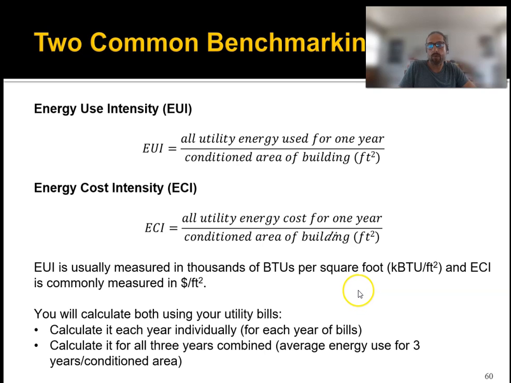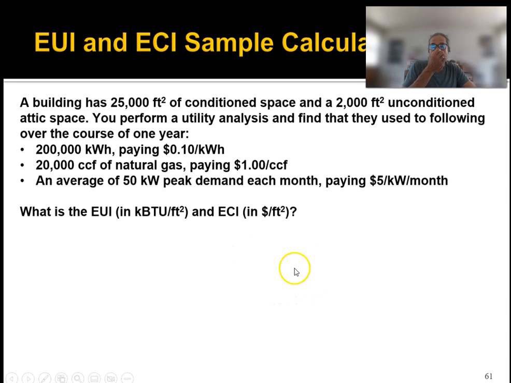Okay, so you're going to calculate both of these using utility bills, right? Now that you have all your utility bills, you can calculate the total energy use over the course of 1 year. You take all the different energy sources, convert that to BTUs, and divide that by the square footage. And then you do the same with cost. You're going to do that for each year of your utility bills, and then calculate the average over 3 years.